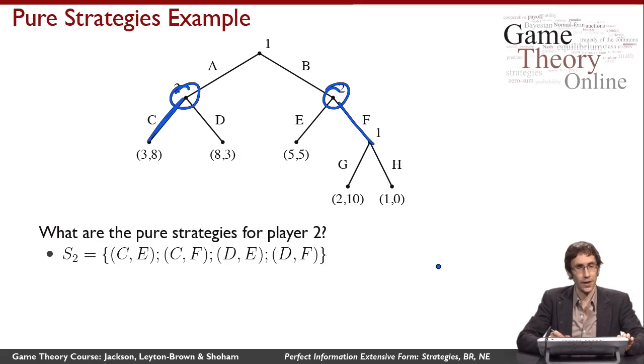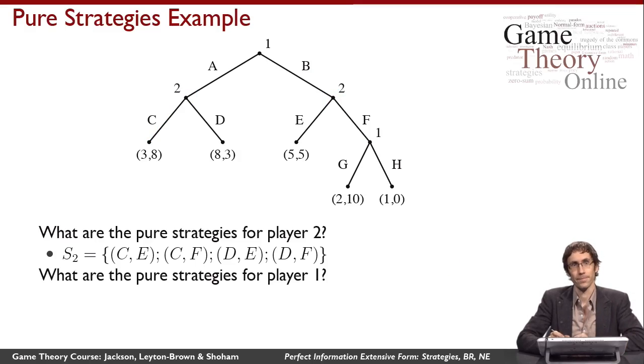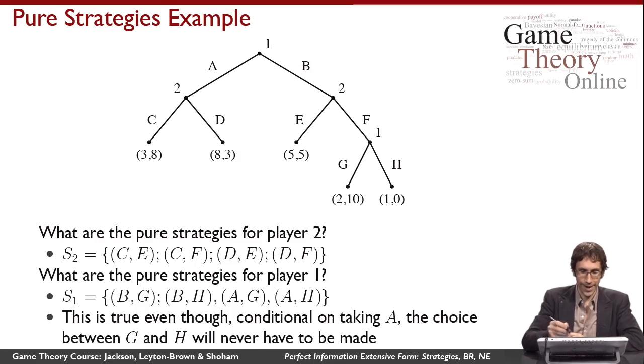Now for player 1, things are a little bit more interesting. What are the pure strategies for player 1? Well, again, player 1 has 2 choice nodes, this one and this one. And so again, the pure strategies for player 1 are the cross products of those 2 sets. So again, there are 4 pure strategies for player 1.